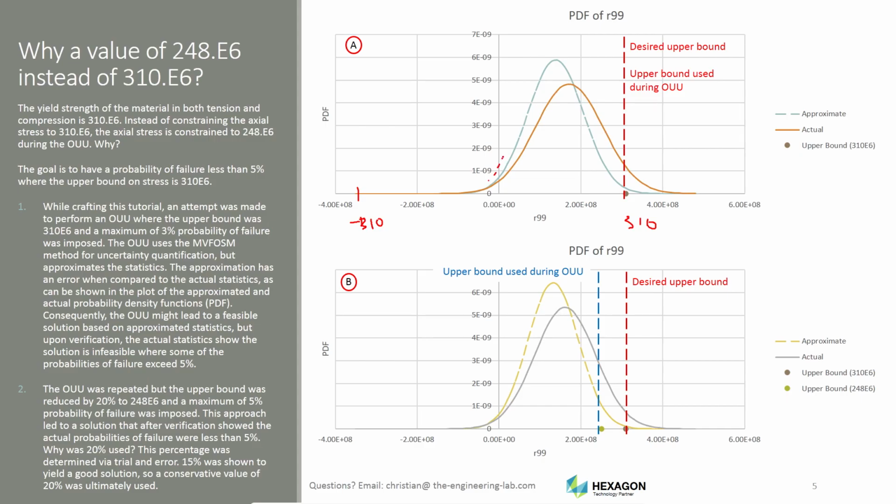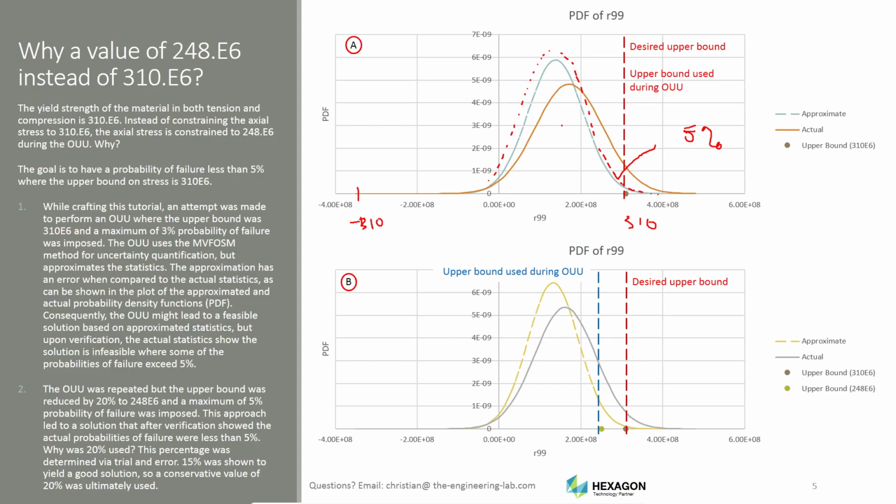Here in this blue dotted line would be the approximate distribution of one of the axial stresses when we use the MV falsa method. Now you can see that from the blue curve, we might be told, okay, there's a 5% chance of exceeding the upper bound. So there's a 5% chance here.